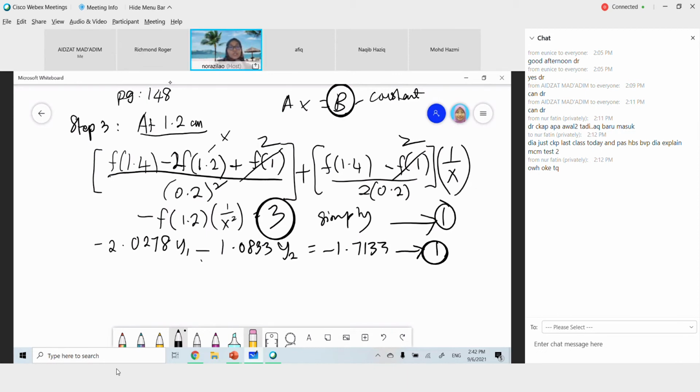And then continue at 1.4 centimeter, kaedah yang sama. Okay, then you obtain 0.9286 y1. You jangan confuse ya. Dalam modul dia guna y1. Y1 is actually y. Y ni lah.